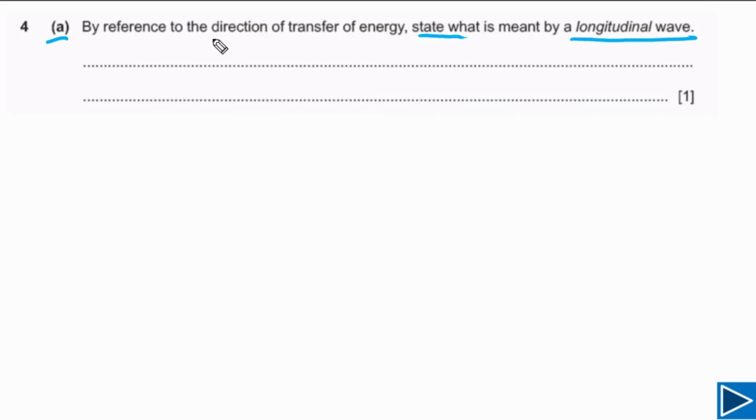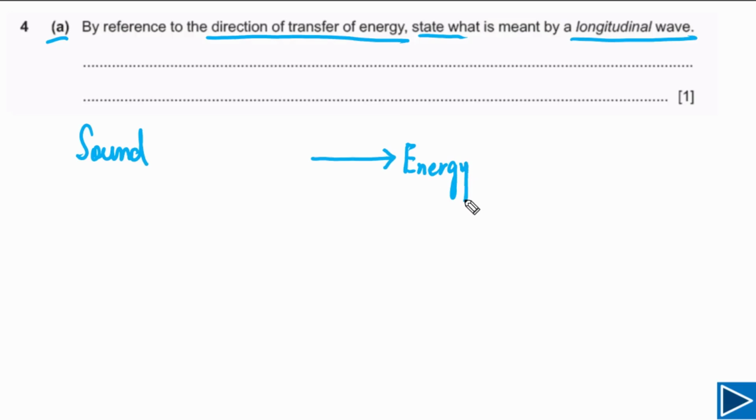And in our answer, we have to mention the direction of transfer of energy. The simplest example of longitudinal waves is sound. Sound waves are longitudinal waves. Now let's imagine that the wave is moving to the right, means the energy is transferred to the right. So this is the direction of energy transfer. Direction of energy transfer means the wave is moving to the right.